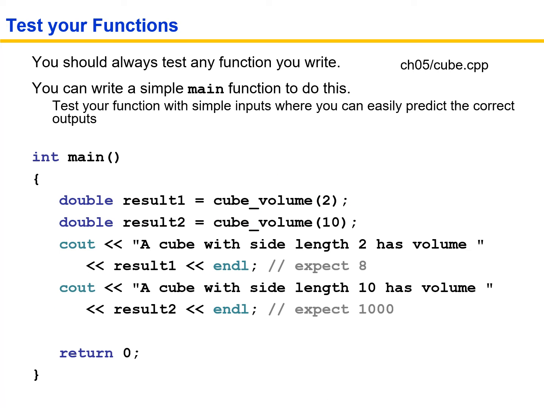Once you've written your functions, it is good form to test them. So we write code in our main function that calls the function we just wrote, and this is what's called a unit test main. It's not really a separate program that does anything useful in itself. It just creates a cube of size 2 and a cube of size 10 and figures out what their volumes are, which we expect to be 8 and 1,000.